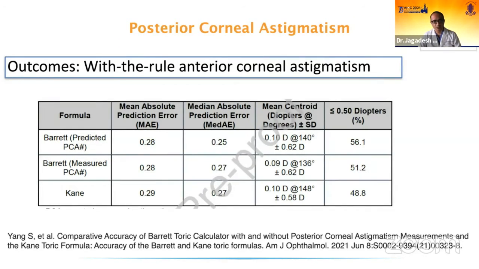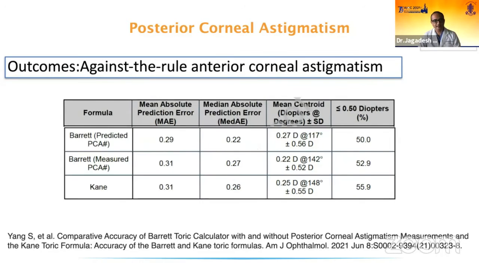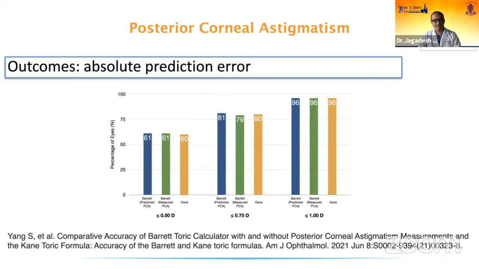If you look at with-the-rule astigmatism, the trend was pretty similar to what we saw with the earlier slide, and a similar trend was seen even with against-the-rule astigmatism. So there is no variation with the rule or against the rule when you are using a predicted or a measured posterior corneal astigmatism. In a nutshell, the percentage of patients who achieved half a diopter or less postoperatively were comparable in all the groups, whether it was a measured PCA or a predicted PCA.